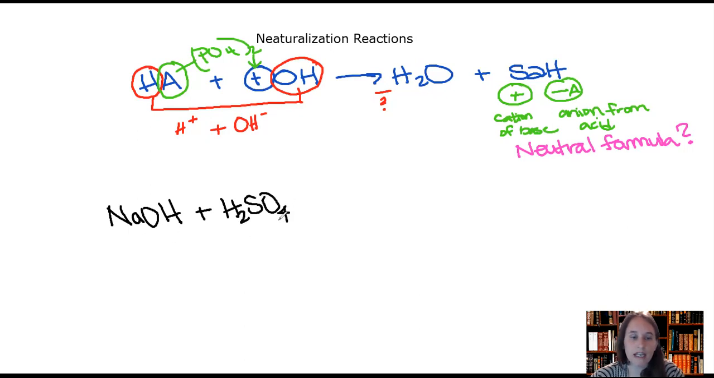Okay, so taking a look, you'll notice that I listed my base first. There's no rule or convention that the acid has to be listed first. But I can tell it's a base because it's a metal hydroxide, and we know that those are our strong bases. So we have an Arrhenius base and an Arrhenius acid.